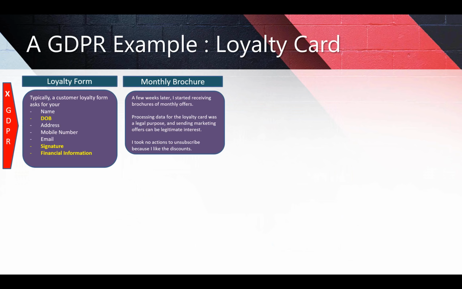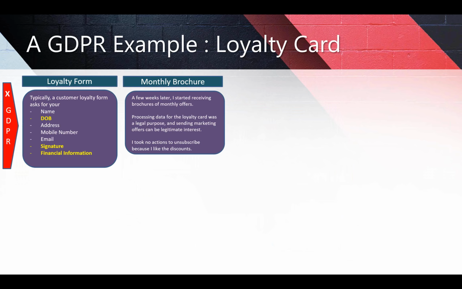Now, after collecting this information, they gave you the card, and then they have some personal data from you, because now they started tracking you. You are coming to that store, you're purchasing something, and they started understanding your behavior, what you are purchasing from their store. So in a month's time, they started sending brochures to your address to let you know their monthly offers. So this is maybe the legal purpose.